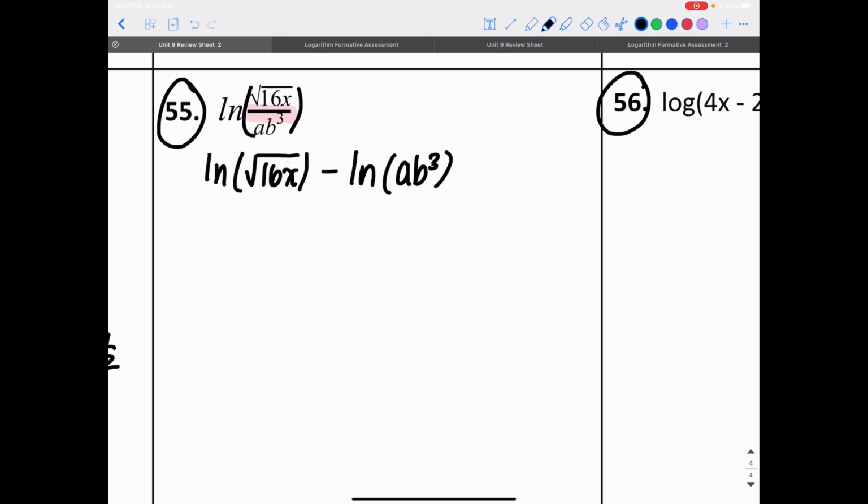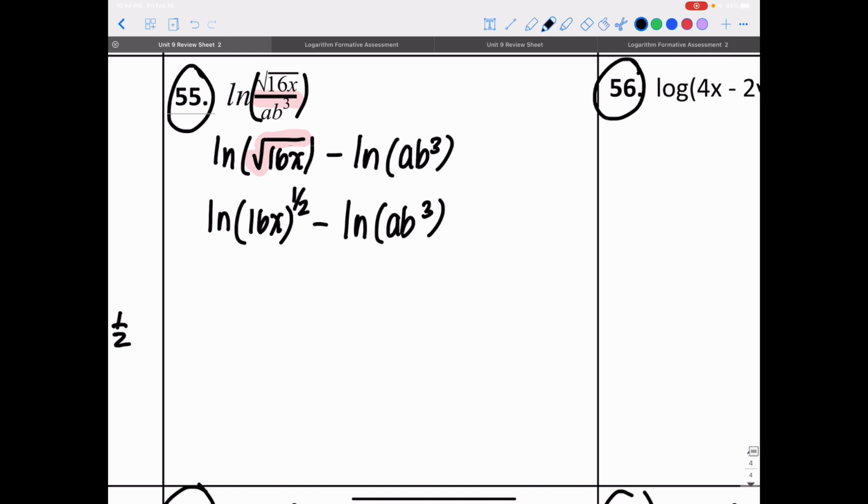cubed. The top, I have ln of, I want to rewrite this root instead as a fraction exponent. I'm taking the second root, so that means that I'm actually raising 16x to the 1 divided by 2 power, so the 1/2 power, minus ln of ab to the 3rd power. I'm just going to leave it right now.